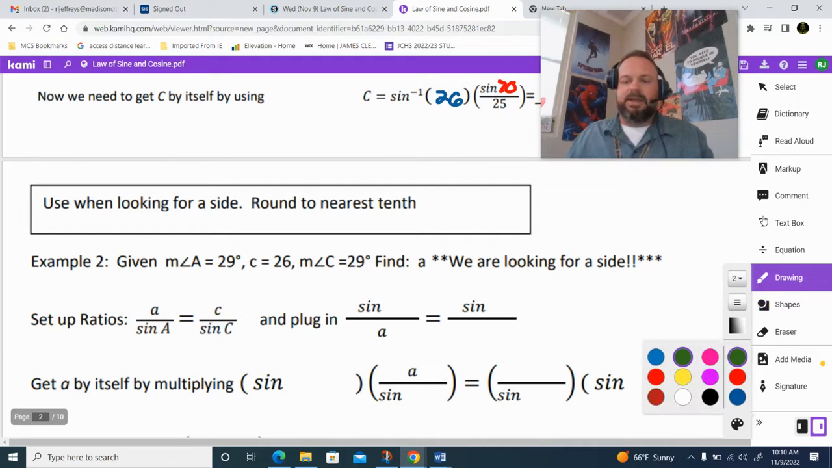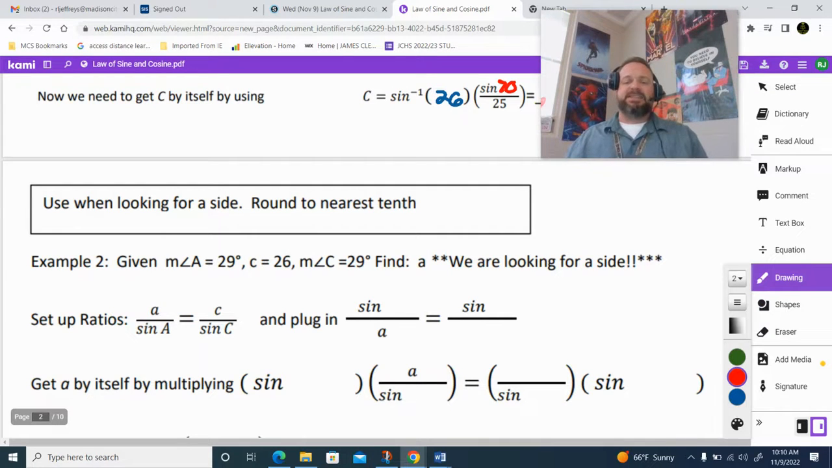Yep. All right. So we're plugging it in. We're actually looking for a side this time. Things are going to be a lot easier. Okay. So we're looking at sine of A. We have 29. Okay. We have, this is also 29. Holy crap. Is that a typo? No. Okay. And then C is 26.